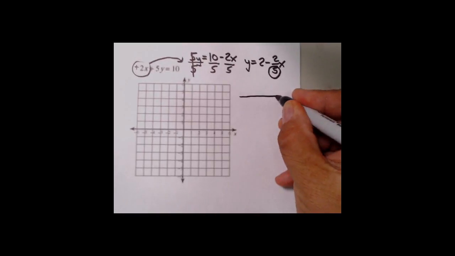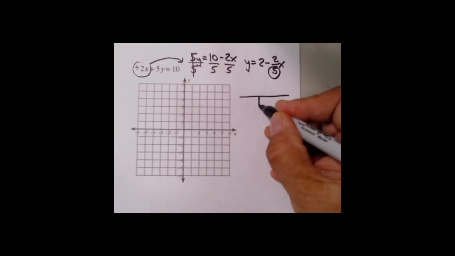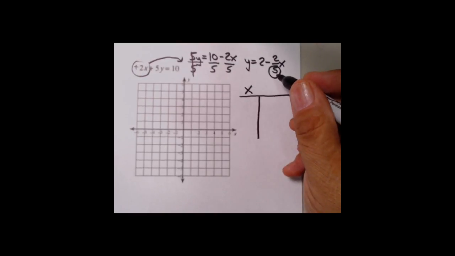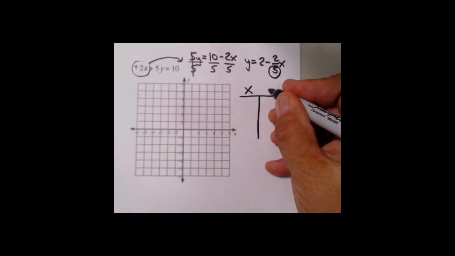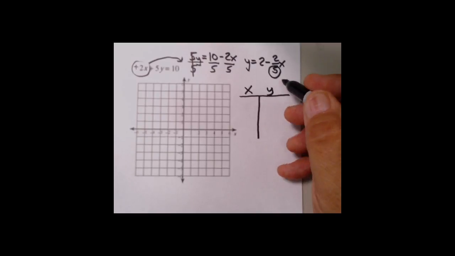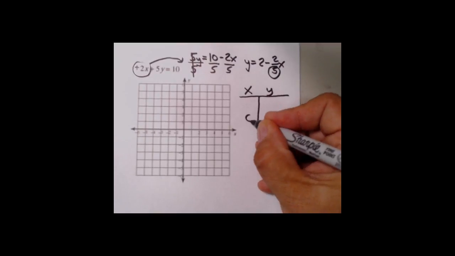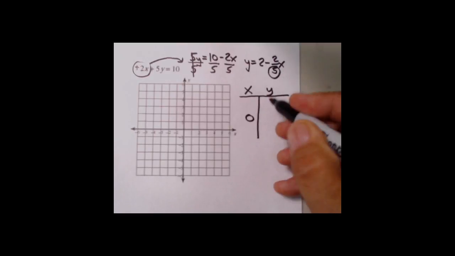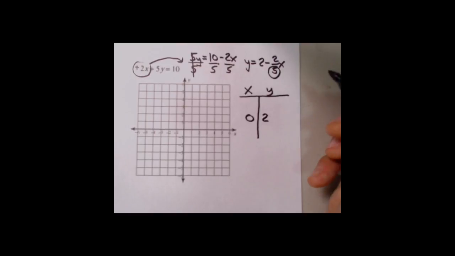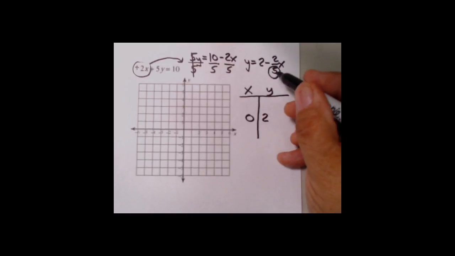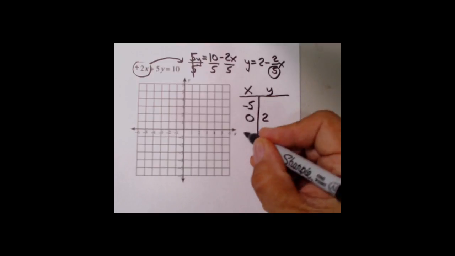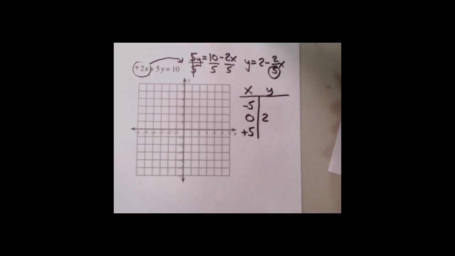Once again, we pick the x's, but of course we want to pick x's that make the calculations of the y's easy. Let's get our favorite friend first, x equals 0. If x equals 0, this last term is 0, so y just equals 2. Now, since we want to have multiples of 5, I would pick negative 5 and positive 5 for x. Those would be the two that I'd use.